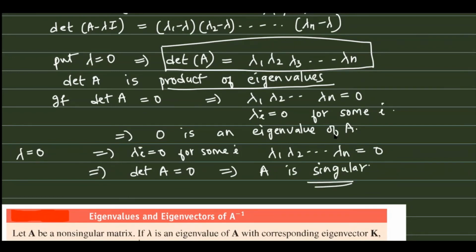So we have proved the result that lambda equal to 0 is an eigenvalue if and only if A is singular. So we can also say that a matrix is non-singular if and only if the number 0 is not an eigenvalue.